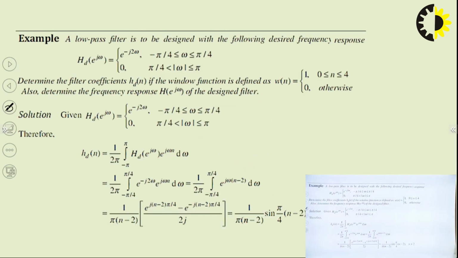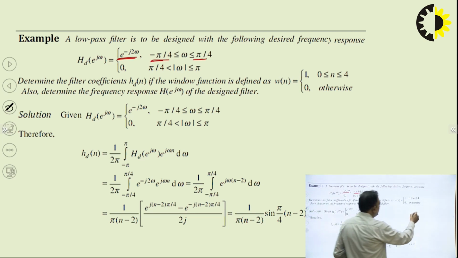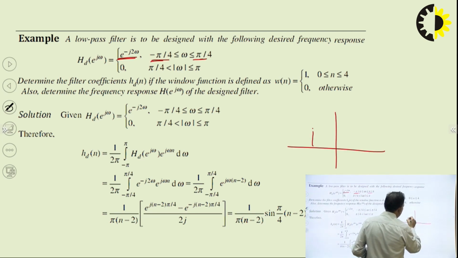So this is one of the numericals that I have taken. A low pass filter is to be designed with the following desired frequency response. So this is the desired frequency response. You can see this is the specification for pass band, and the pass band is from minus pi by 4 to pi by 4. It means this is a low pass filter.